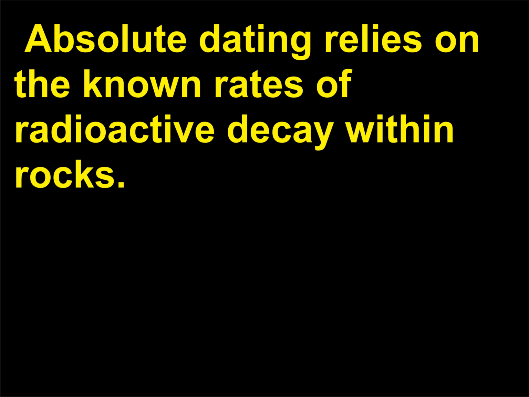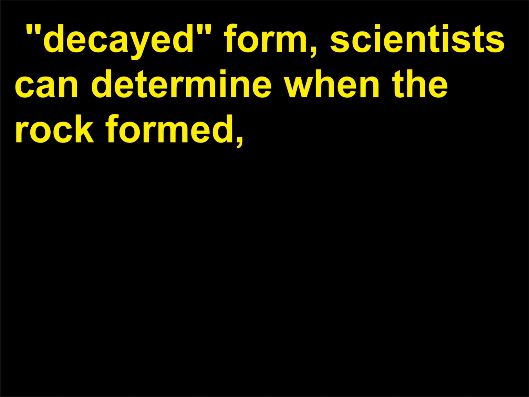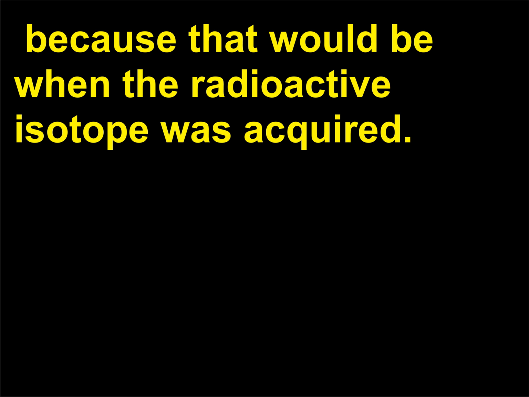The second method is known as absolute dating. Absolute dating relies on the known rates of radioactive decay within rocks. By measuring the ratio between the radioactive forms of an element like uranium-238 to its non-radioactive decayed form, scientists can determine when the rock formed, because that would be when the radioactive isotope was acquired.